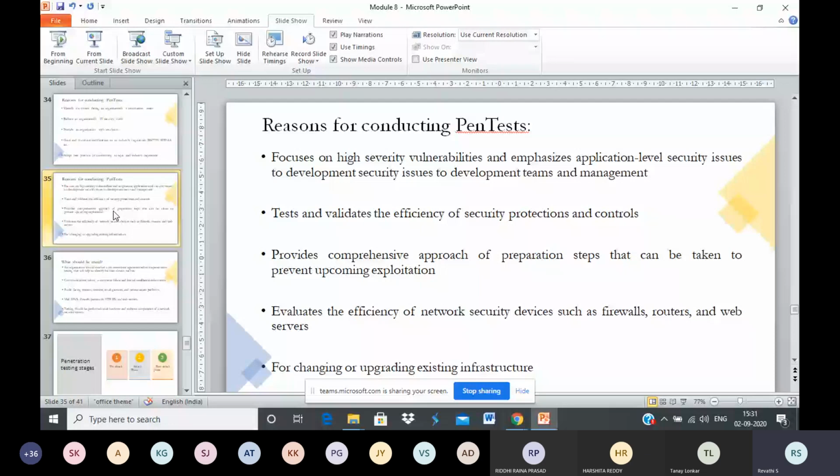It validates the efficiency of the security protection and controls, and it provides a comprehensive approach of preparation steps that can be taken to prevent upcoming exploitation. So whenever any exploitation comes, we know how to approach it and prepare ourselves. It also evaluates the efficiency of the network security devices, checking all the devices connected to the network, whether they are efficient or not, and whether we have to update them for changing or upgrading the existing infrastructure. These are some of the reasons why we want to conduct pen testing.